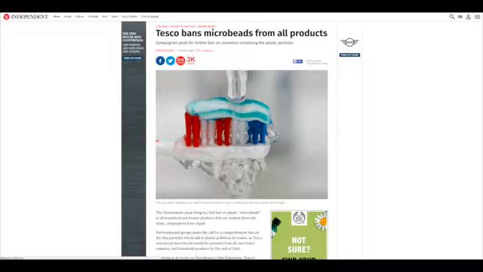However, in September 2016, a law was passed by the UK government banning the sale of microplastics in the UK by the end of 2017. This law requires all cosmetic and cleaning product companies to phase out their use of microplastics.